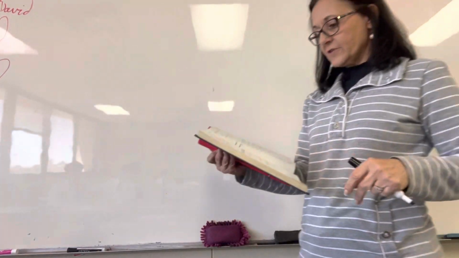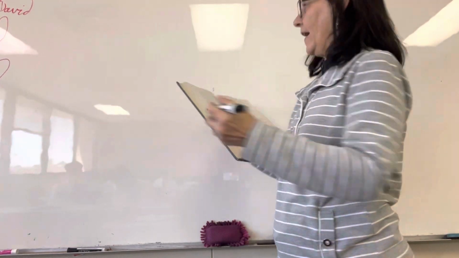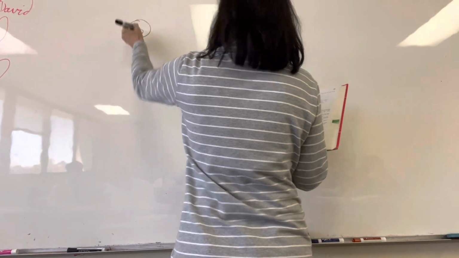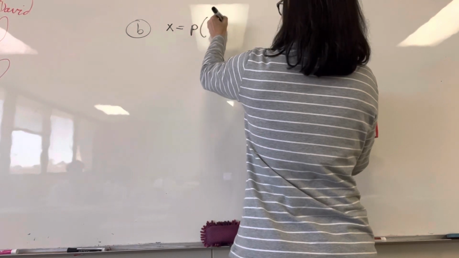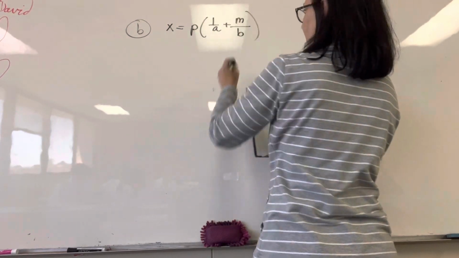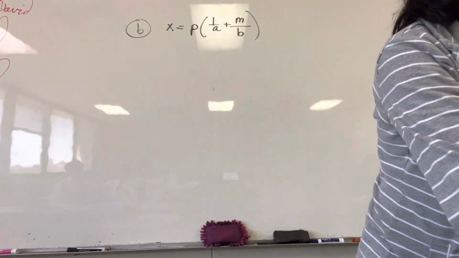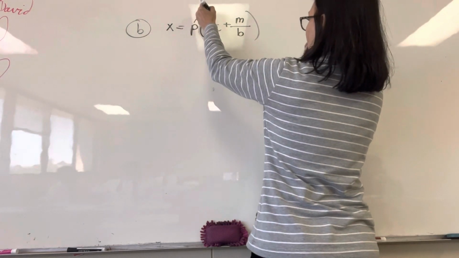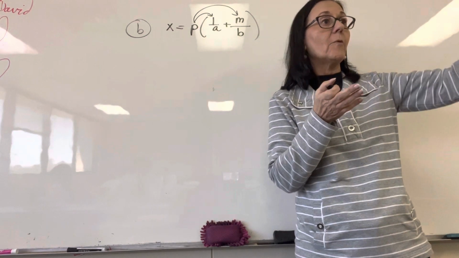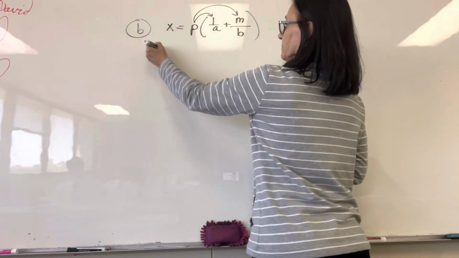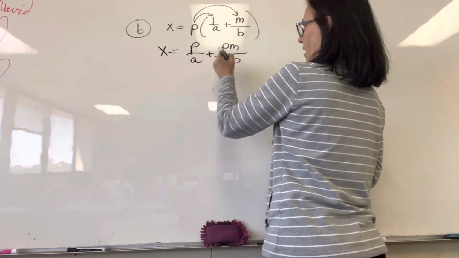So we're going to solve some abstract equations for one of the variables in the equation following the rules of algebra. So example 1, we're going to solve for b. X equals p times 1 over a plus m over b. What's the first thing I should do? Distribute. That is correct. Distribute the p. When I distribute a constant to fractions, you're multiplying the numerator by that value. So x equals p over a plus pm over b.